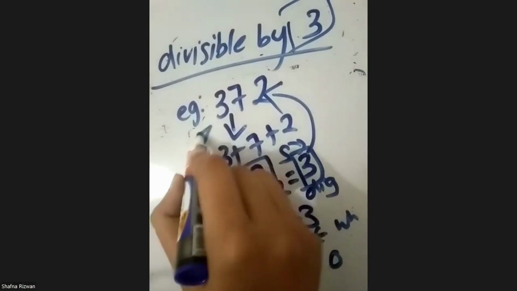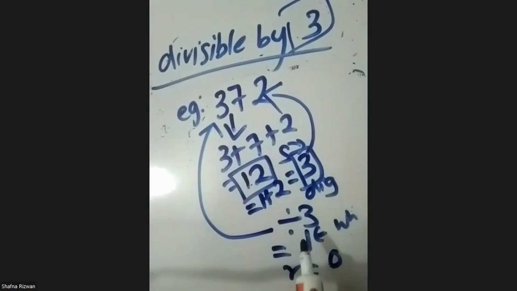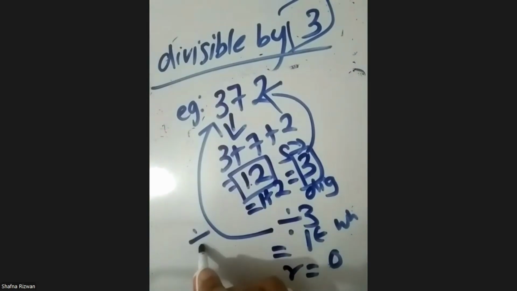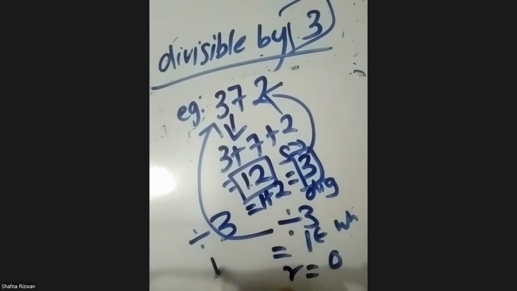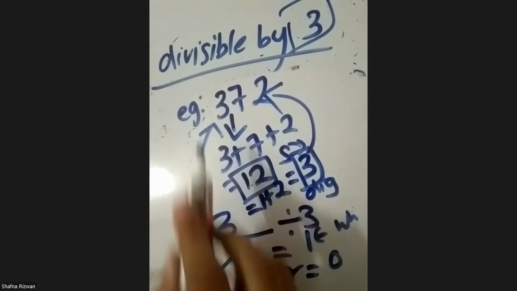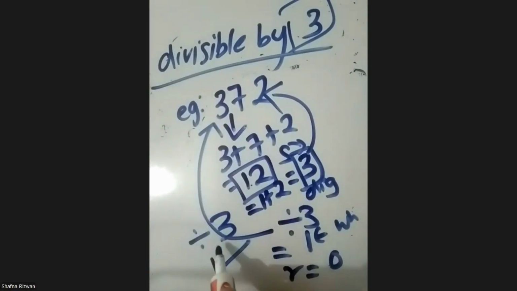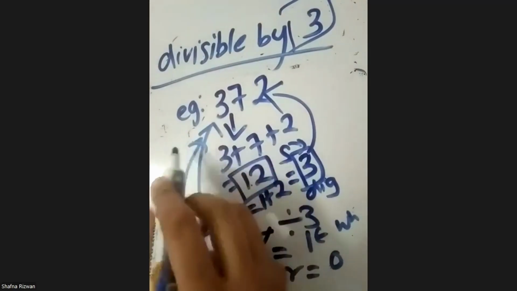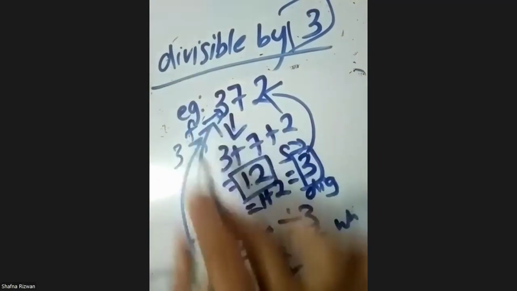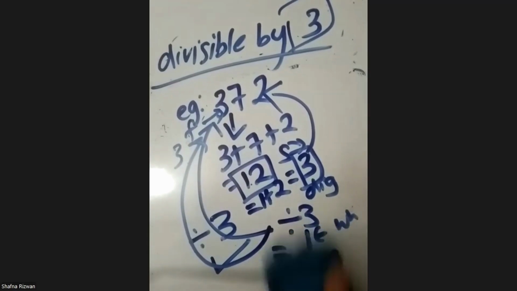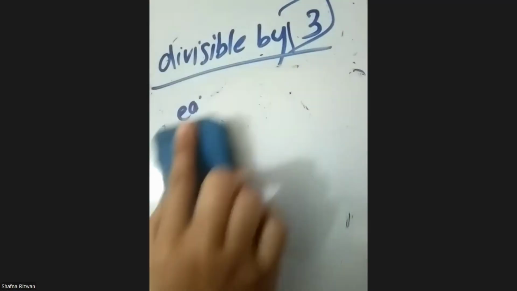So because of that reason, this 372 also is divisible by 3. As the digital root is divisible by 3, that means your number 372 is also divisible by 3. That's how we find it. Also, this 3 is becoming a factor of the number 372. Did you all understand? Okay, now let's do another one.